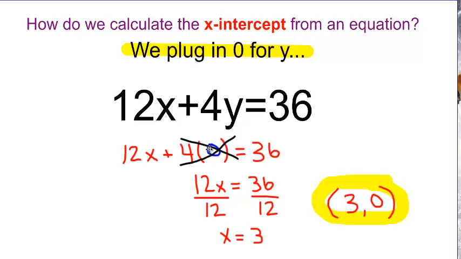We cancel that out. Then we have the equation 12x equals 36, which is just a one-step equation that we solve by dividing by 12. Since it's 12 times x, to undo multiplication, we divide. So divide by 12 on both sides and get x equals 3, leaving us with our x-intercept of (3, 0).